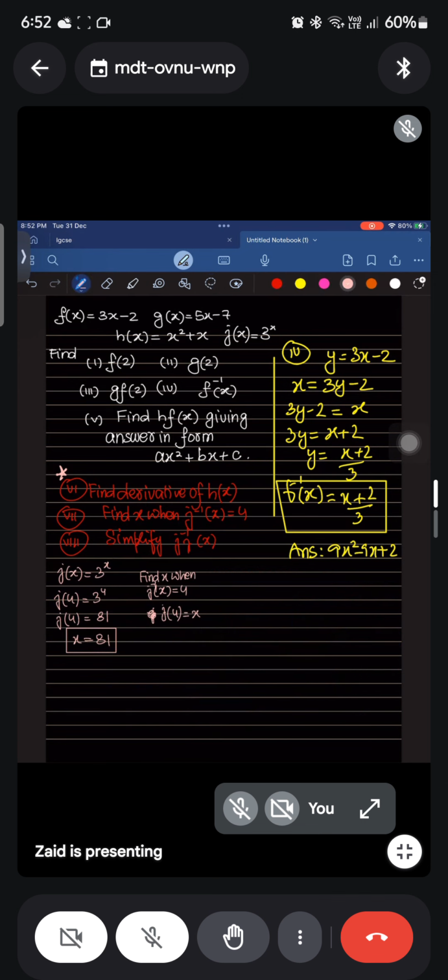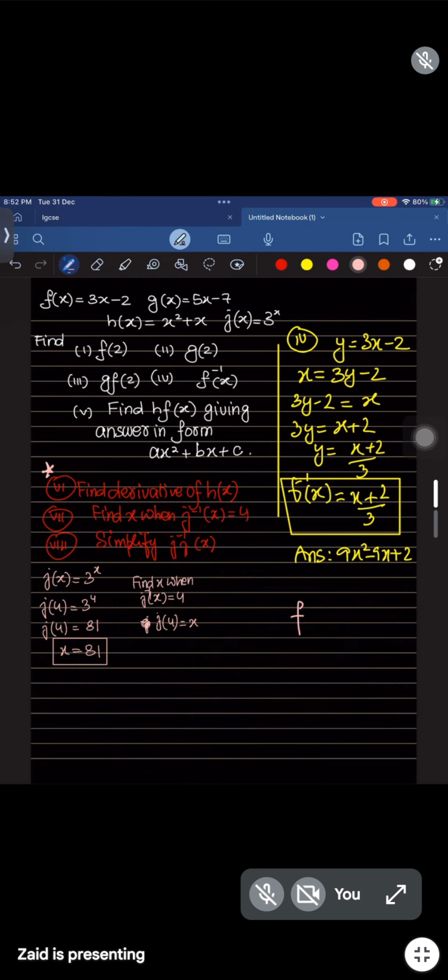Now the last part says simplify j inverse j of x. So my boys, remember f inverse f of x is always going to be equal to x. That's it. This is a property. So you can simply write the answer. Yeah, that's the property. j inverse g of x.